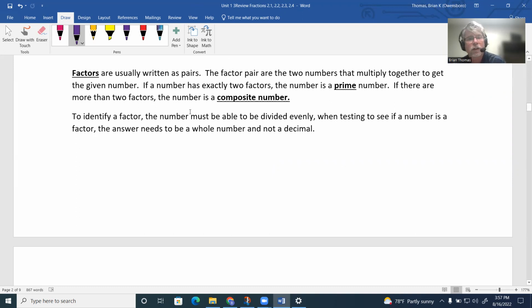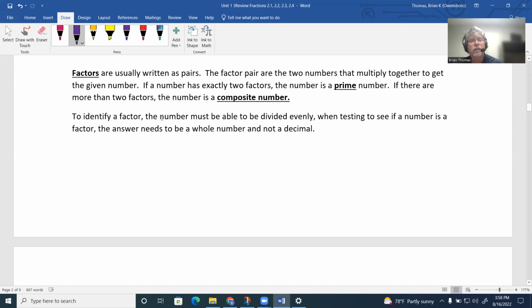If a number has exactly 2 factors, this number is called a prime number. If there are more than 2 factors present, then that number is going to be called a composite number. So these may be some vocabularies that we may come across again: factors, and then there's special types of numbers, prime numbers and composite numbers.